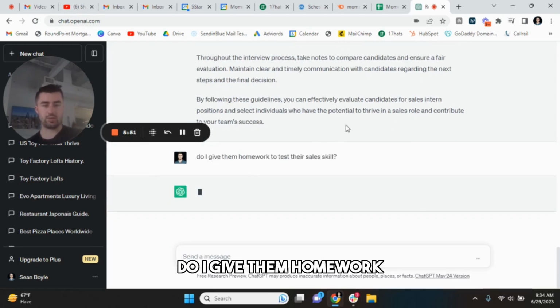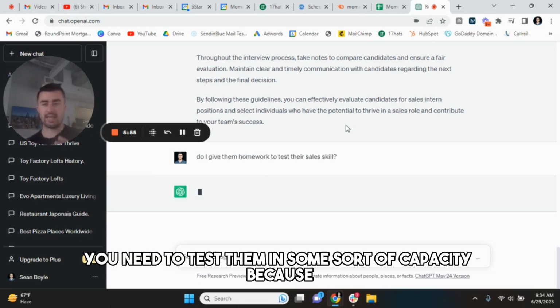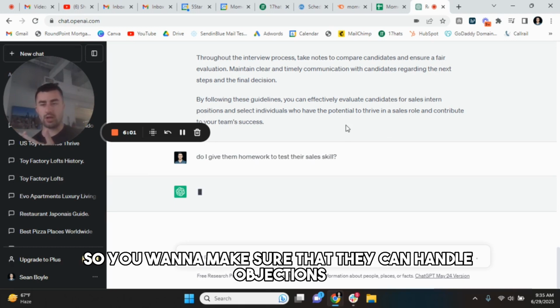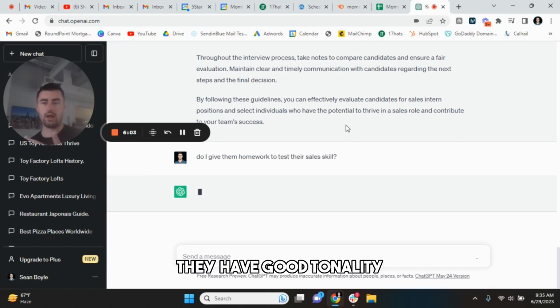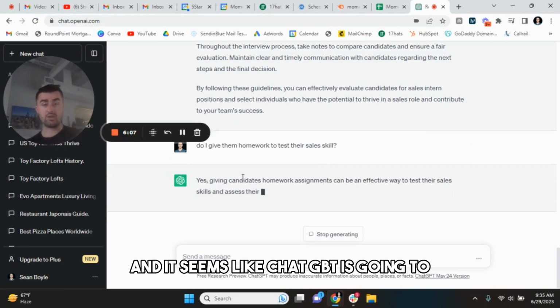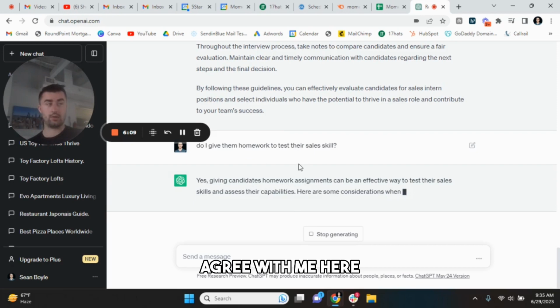Do I give them homework to test their sales skill? Resoundingly, I would say yes, you need to test them in some sort of capacity because this is what they're actually going to be doing on the job. So you want to make sure that they can handle objections to some degree. They have good tonality. They can be clever and think on the fly. And it seems like ChatGPT is going to agree with me here.